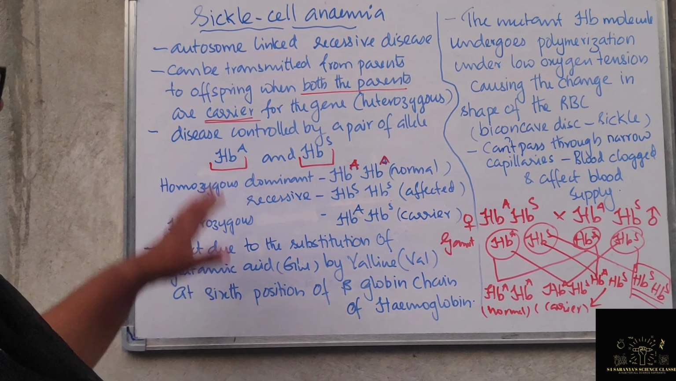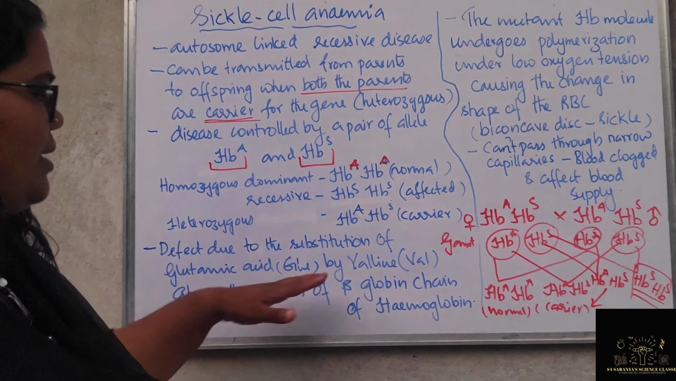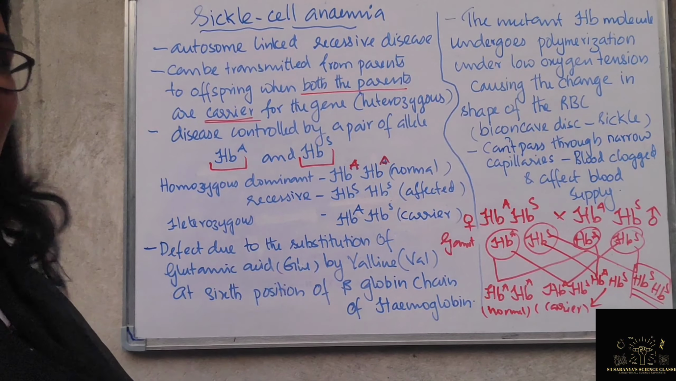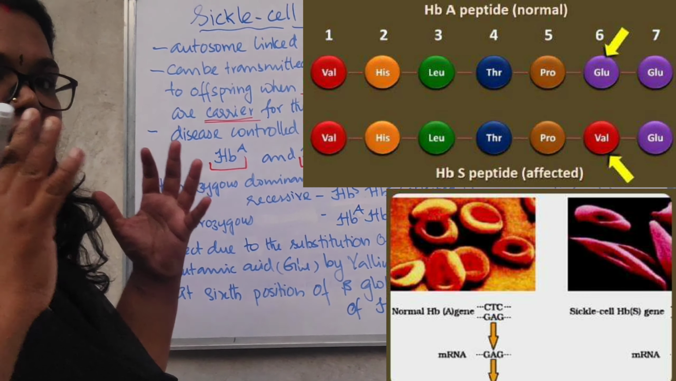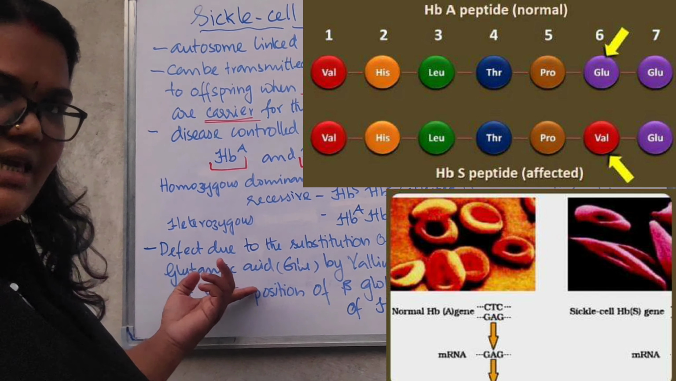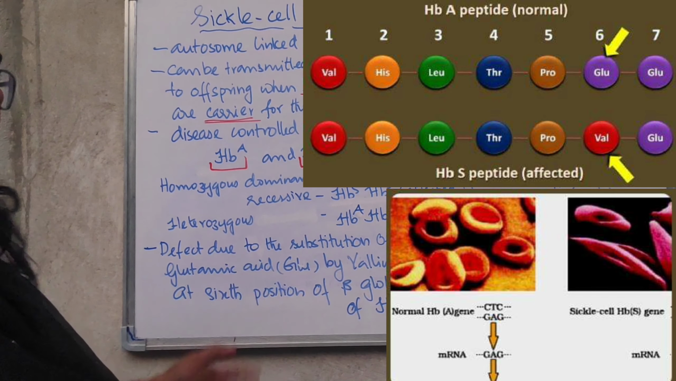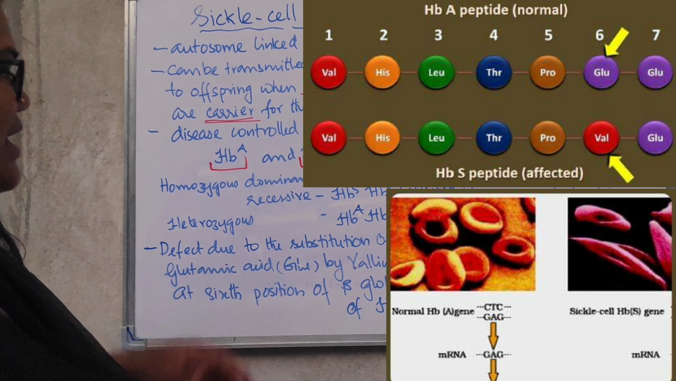So you can see that this defect is actually due to the substitution of glutamic acid by valine, right? These two are amino acids. The sickle cell anemia is happening because of the substitution of glutamic acid by valine, right? So here you can see that there will be some gene substitution. There will be a GAG.